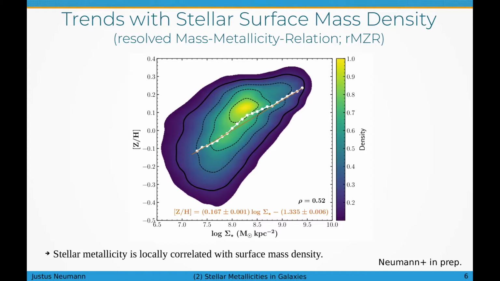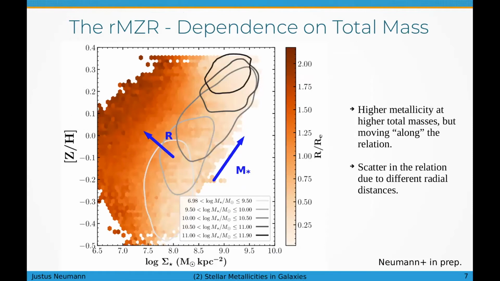We can learn from this, just by plotting all the galaxies and all radii into one diagram, that there is a correlation, and surface mass density really drives metallicity. But the question is, is this the only driver, and can this explain all the variations in metallicity? Where does the scatter in this relation come from? So we want to look a bit deeper into this. And now in the next plot, I show you again the same metallicity against surface mass density.